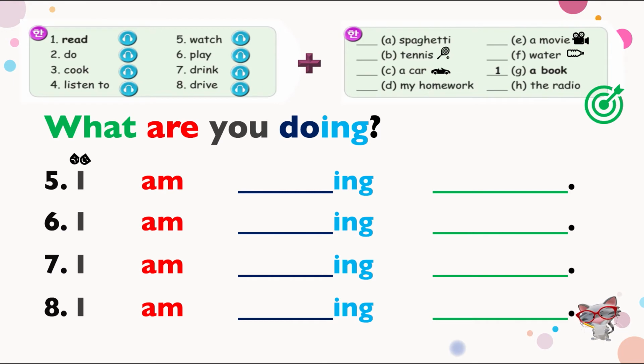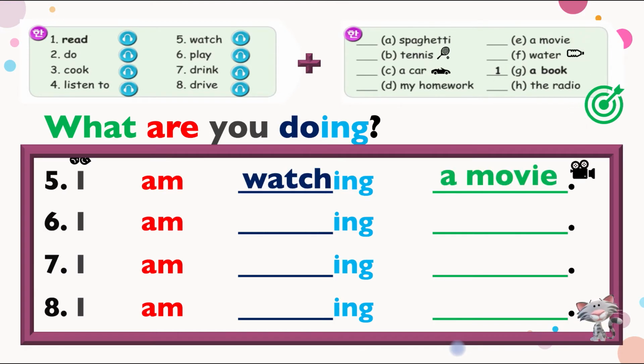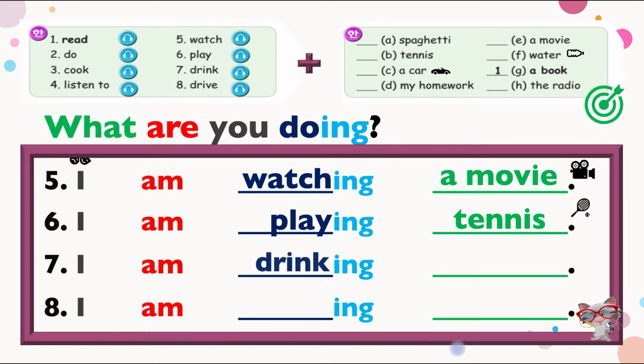I'll ask Yonghi, and Yonghi will ask me the questions. Are you ready, Yonghi? Okay. Fire away. Professor Neil, what are you doing? I am watching a movie. And what are you doing? Number 6, I am playing tennis. Number 7, what are you doing? I am drinking water. Finally, what are you doing? I am driving a car.